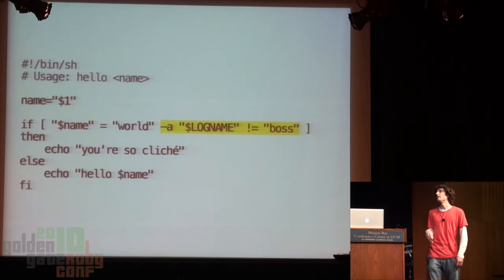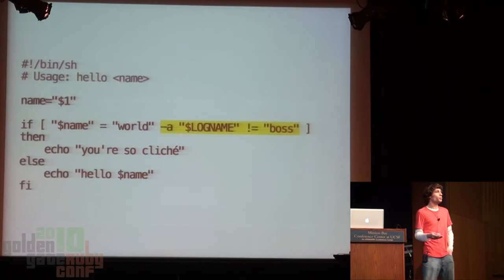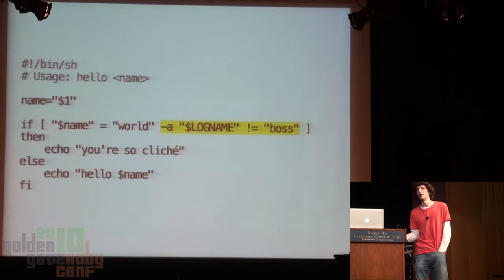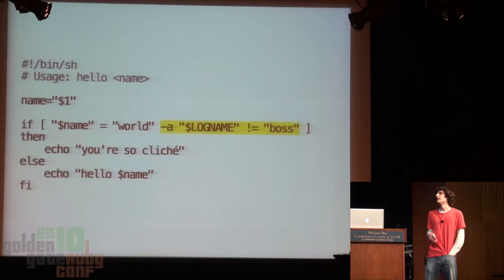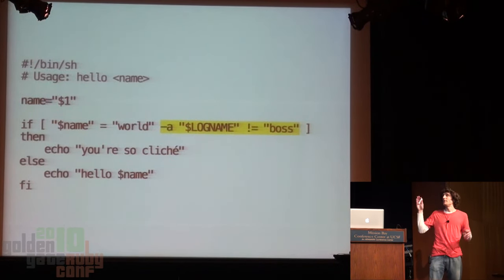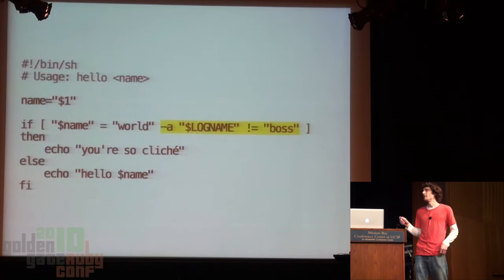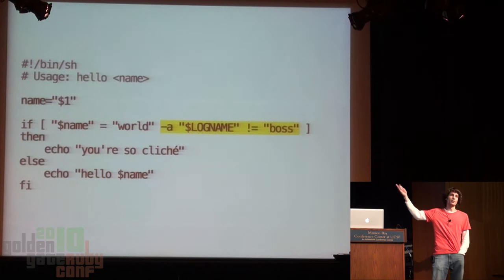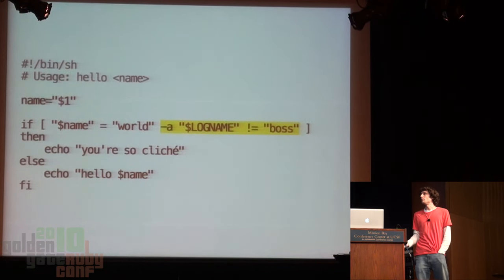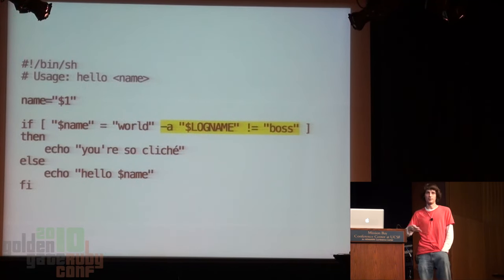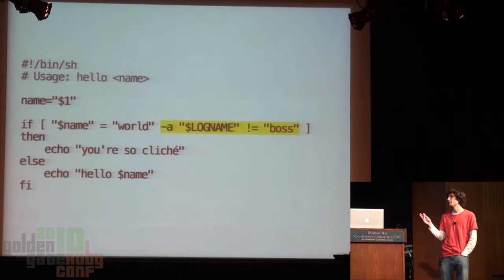Let's say the boss comes in and he's poking around and he sees this hello program, and he's a clever guy, and so the first thing he does is he runs it with hello world, and of course it tells him he's so cliche. He's got kind of thin skin and a big ego, and so he's not happy about this, he's steaming mad. And so basically it's like, I want that removed from the script. And you don't really want to remove it because you like it. And instead you add this conditional. You would say, well, if the name is world and the current user is not the boss, then do the cliche joke. Otherwise, just let him say hello world all day. I mean, who cares?